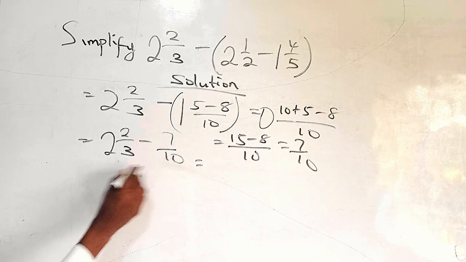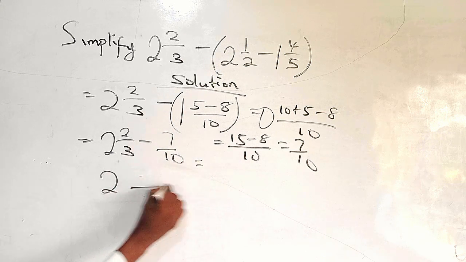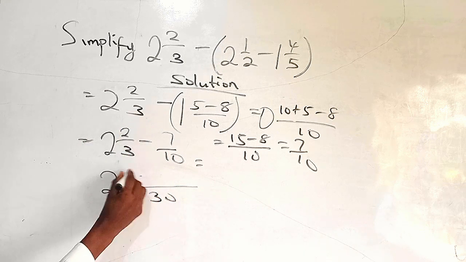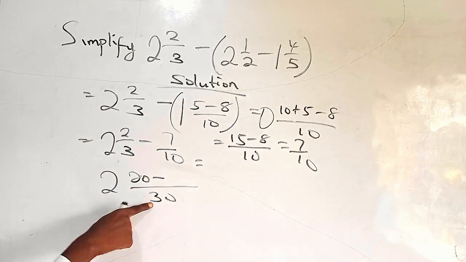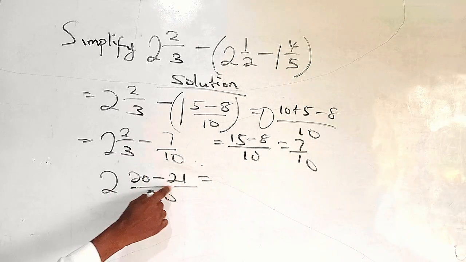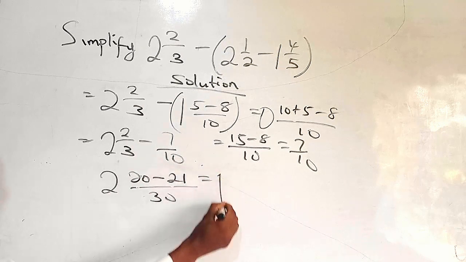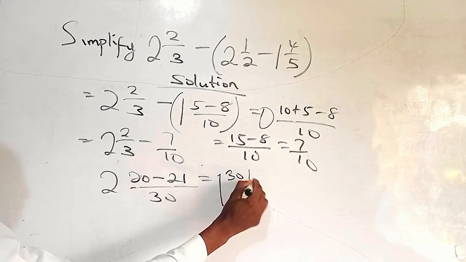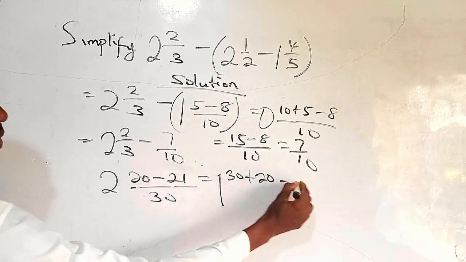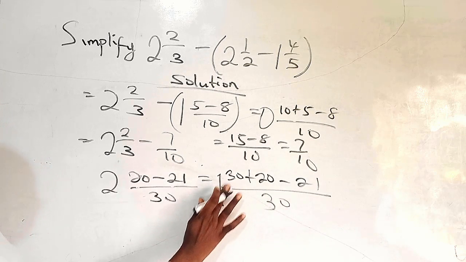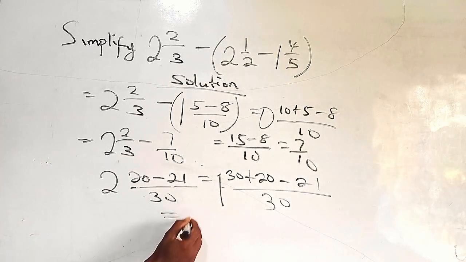So from here, I'm having 2 numbers. My SN is 30. 3 in 30 is 10, times 2 is 20. 10 in 30 is 3, times 7 is 21. So 20 minus 21 is not possible. I have to borrow from the number. I have 1 left. The one I brought turns to 30. I add it to the first number here and subtract 21 from it over 30. So equals 1 number.